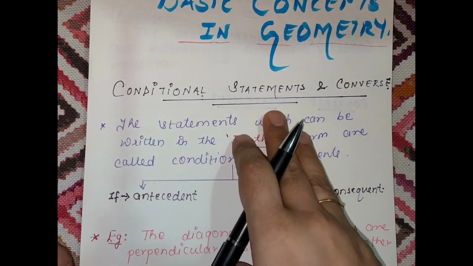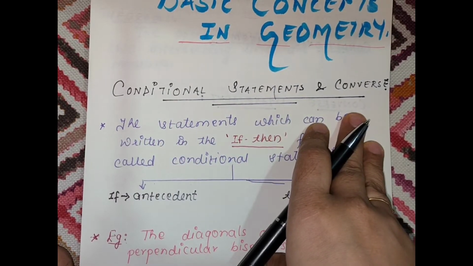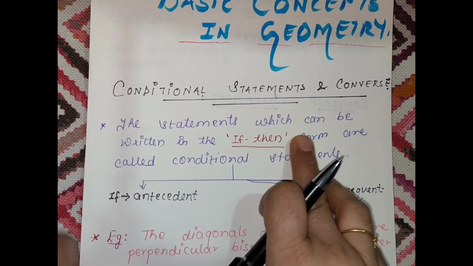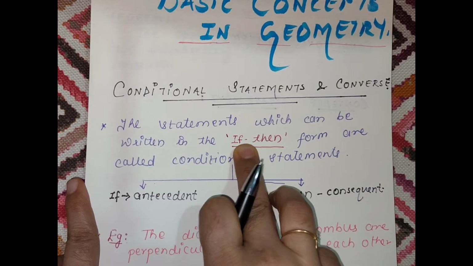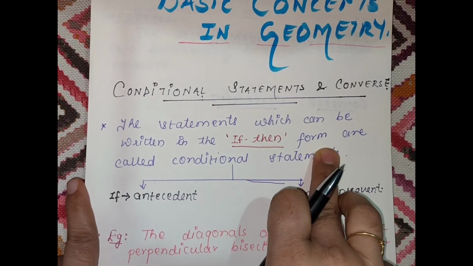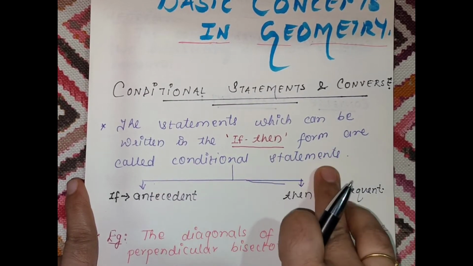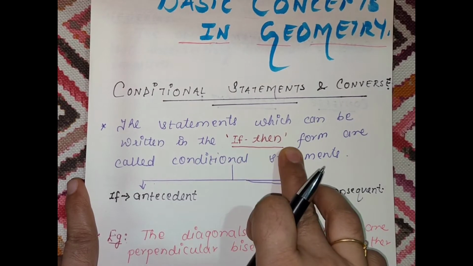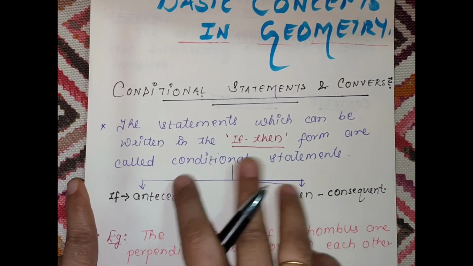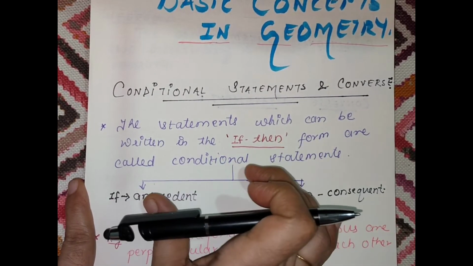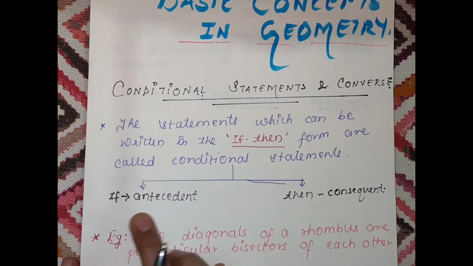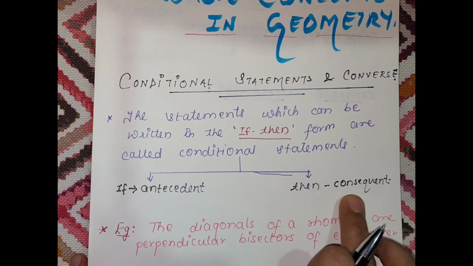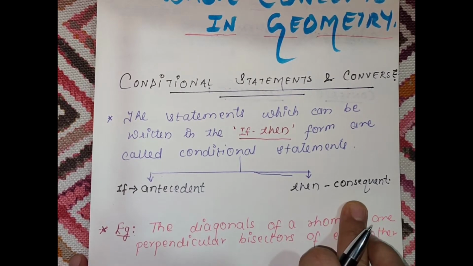Now what are conditional statements? The statements which can be written in the if-then form are called conditional statements. If-then form means a statement is divided into 2 parts. One part is if and the other part is then. The if part is called antecedent and the then part is called consequent.